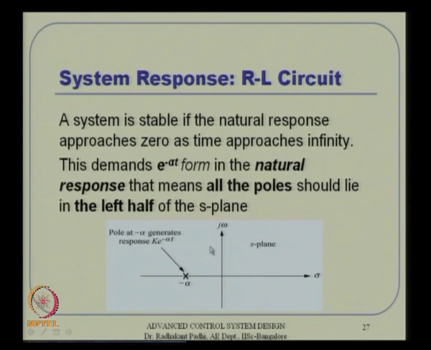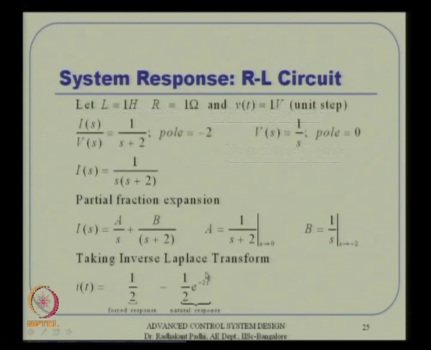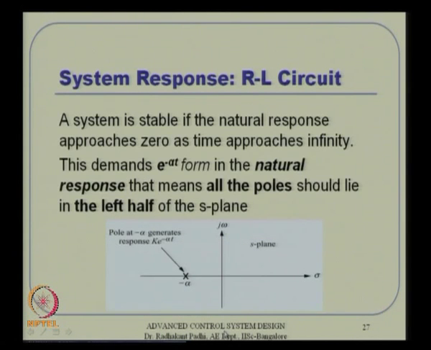Moving on further, we can see that this transfer function we have here can be represented in the S plane. This transfer function was 1 by s plus 2. In general, I can put that as alpha by s plus alpha. So the pole location is at minus alpha. Pole at minus alpha generates a response like k into e to the power minus alpha t. So, what does it indicate really?